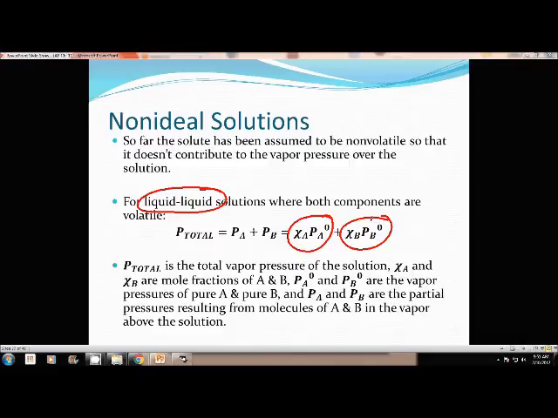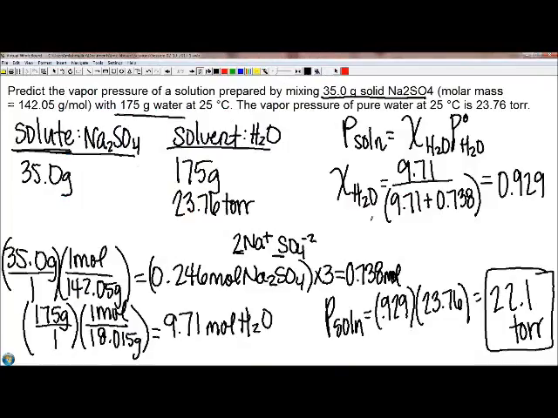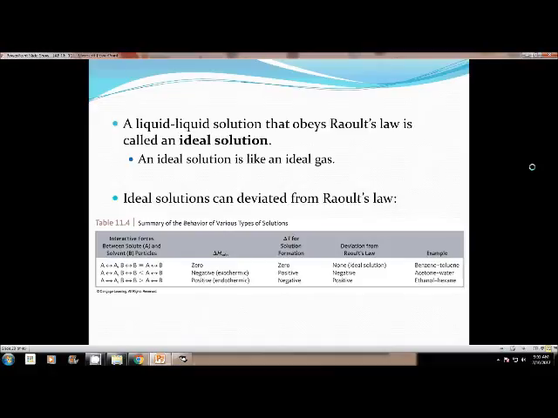Make sure that you know what that means. This is when you have 2 liquids together, which is really important to remember. A liquid-liquid solution that obeys Raoult's law is called an ideal solution, just like an ideal gas. The table I have here is a summary of different solutions and their behavior.